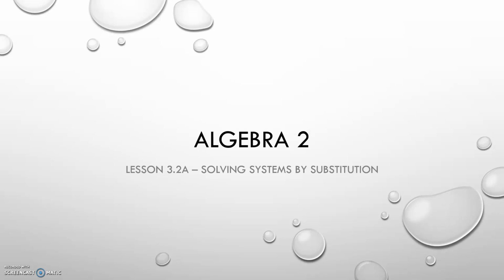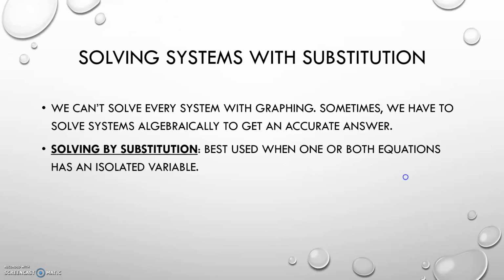And so we're actually going to take 3.2 and split it into 2 days. We're going to focus today on substitution. Tomorrow we'll look at elimination. But for substitution, it's important to note that not every system can be solved by graphing, or it's just not the most effective. And so solving by substitution is best used when one or both equations have an isolated variable.